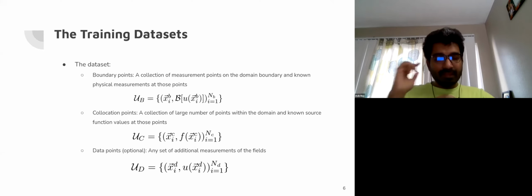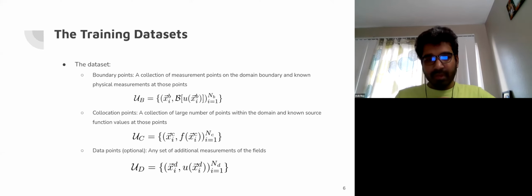So as I told you before, this is where we are trying to learn a very complicated and nonlinear function by training it with a small data set. So what do we mean by small data set? We will have the evaluation of the field at a very small number of points, and mostly on its boundaries. So the first data set that we need is a collection of measurement points that we take on the domain boundary, and the physical measurements are known at this point.